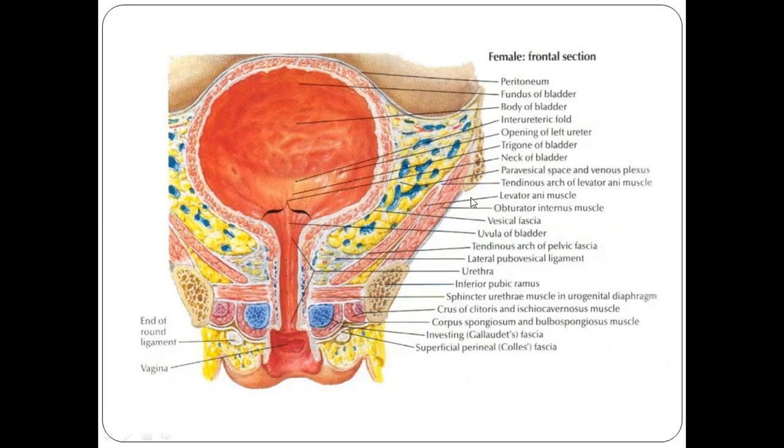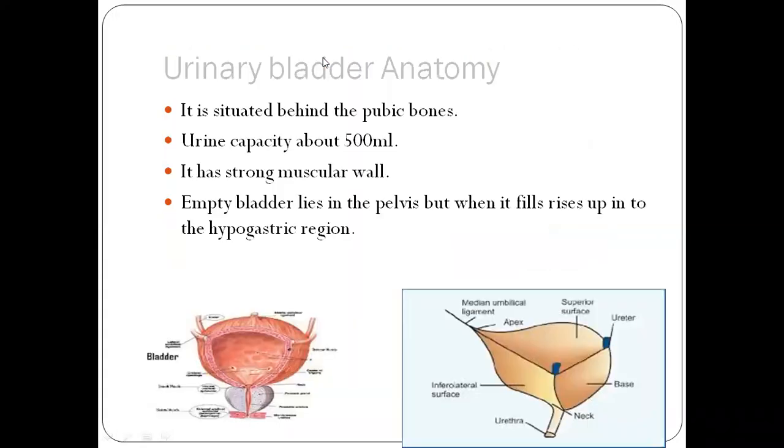Okay. When the bladder is distended, the superior surface of the bladder reaches up to the hypogastric region, and when it is empty, it is in the pelvic cavity. So it is situated behind the pubic symphysis or behind the pubic bones. The capacity of the bladder is 500 ml, and it has a strong muscular wall made up of detrusor muscle, mucosa, and submucosa. The empty bladder lies in the pelvis, but when it fills, it rises up into the hypogastric region of the abdomen. So it is pyramidal in shape.